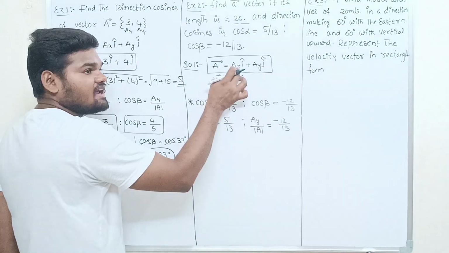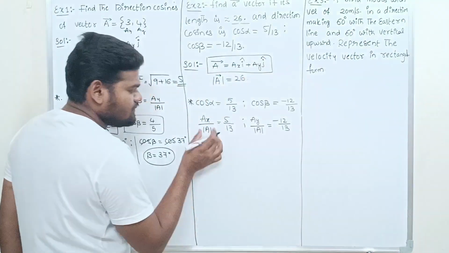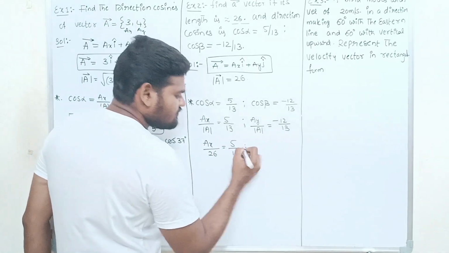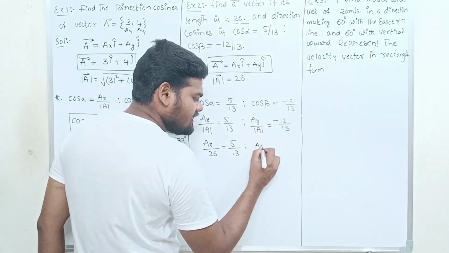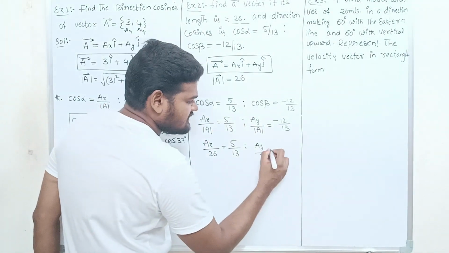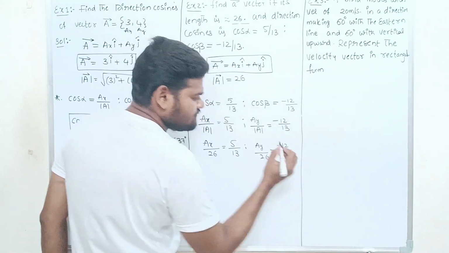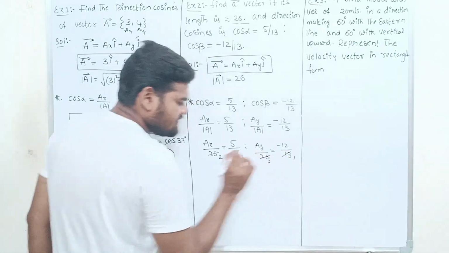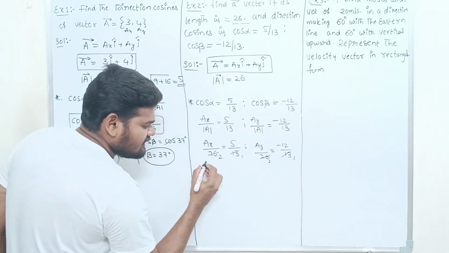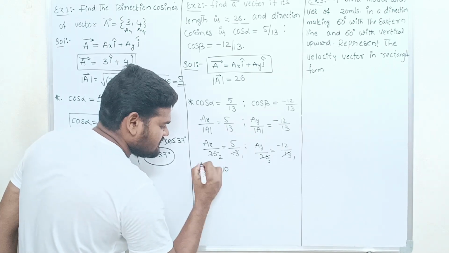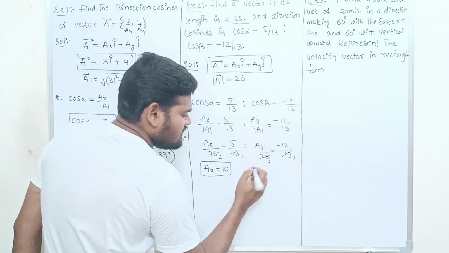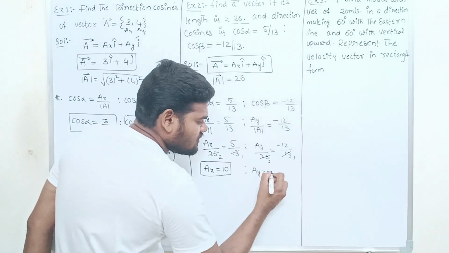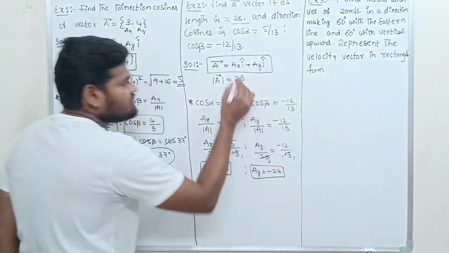What is the value of ax? We have to find it. So ax divided by the magnitude of a, 26, is equal to 5 by 13. Similarly for ay, we don't know it; ay divided by the magnitude of a, 26, is equal to minus 12 by 13. Okay. So 13 ones are 13, 13 twos are 26. If 2 goes to this side, 2 fives are 10. So ax is equal to 10. Similarly, ay: if 2 goes to this side, 12 twos are 24, so minus 24. Just substitute in this equation.